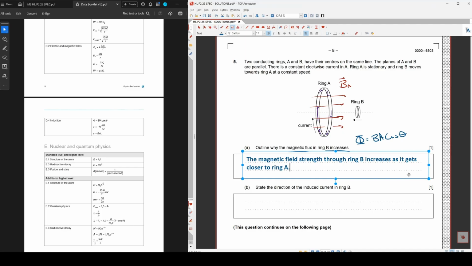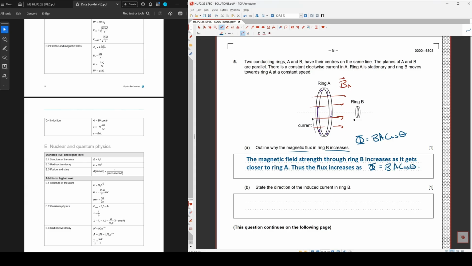I think that's all we need to say. It gets bigger because B increases, because the magnetic field strength increases. We could say thus the flux, how about let's say this, thus the flux increases, because that's what they're asking us. So we can spell it out and give some reasoning, and our equation here could be the reasoning, as flux is B times A times cosine theta. So I'm saying B gets bigger, therefore flux gets bigger.